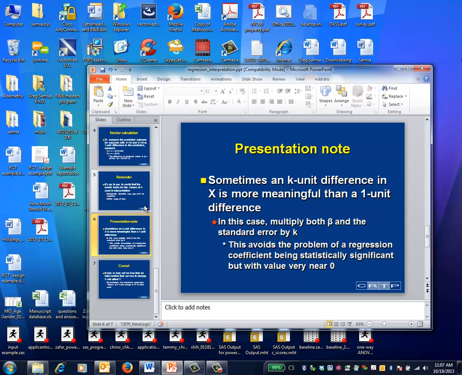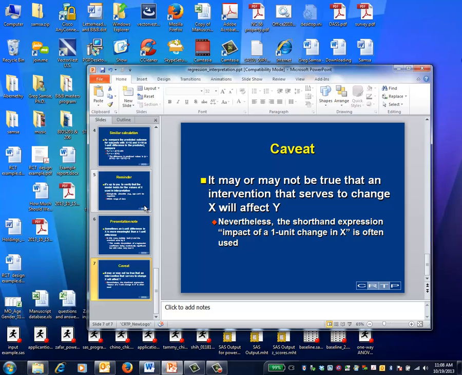Rather than reporting beta as the change in outcome associated with a dollar difference in annual income, you should report it as the change in outcome associated with a $1,000 or even a $10,000 income difference. To do so, multiply both beta and its standard error by the factor that you use to rescale the predictor. Or if you don't want to remember this, just rescale the variable in your input data set and refit the model.